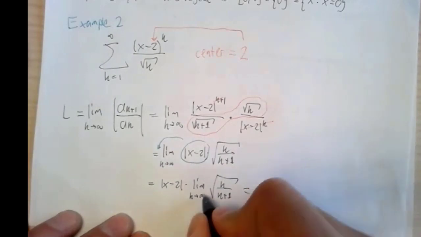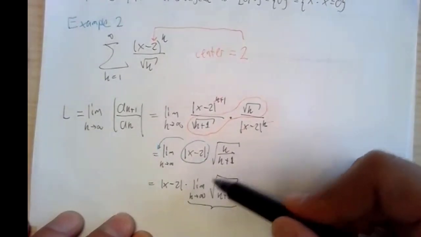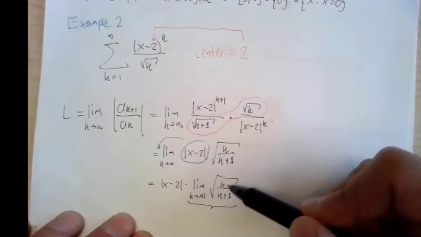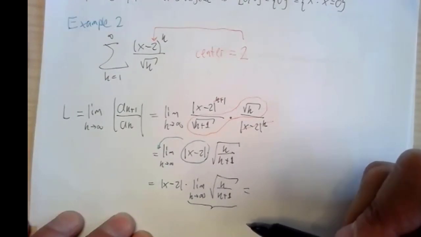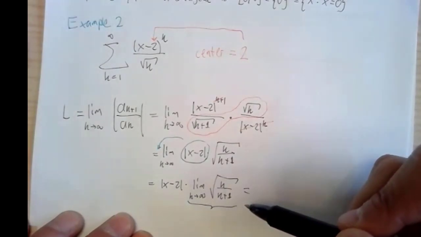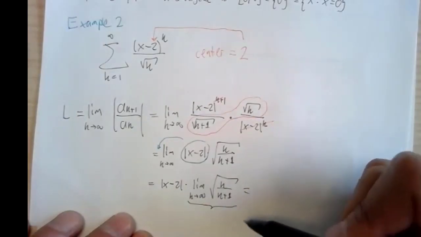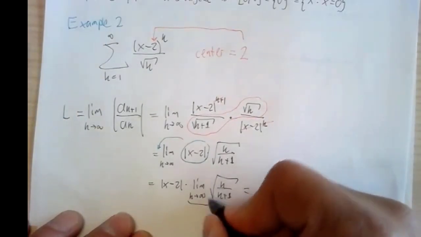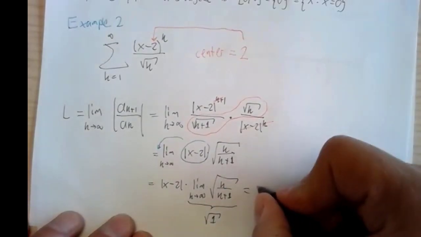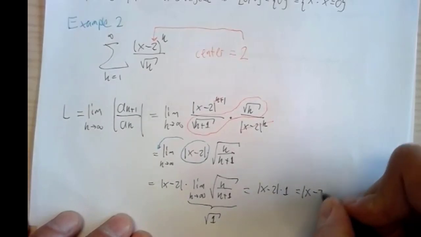Now, what is this limit over here? This is something we've done many, many times, right? Forget about the radical for a moment. If you forget about the radical, we have k over k plus 1. And we know that when both of them have the same degree, we look at the leading coefficients, so this over that will be equal to 1. So this limit is the square root of 1. So the answer is then absolute value of x minus 2 times 1, or absolute value of x minus 2.